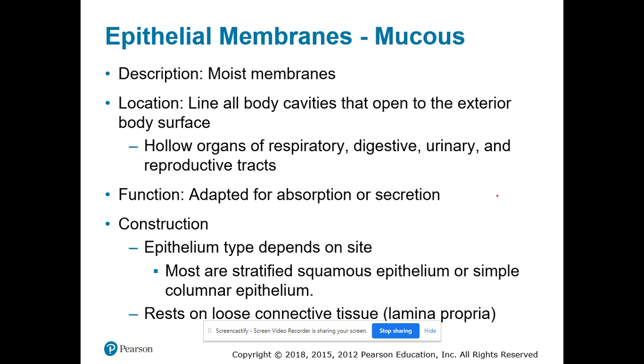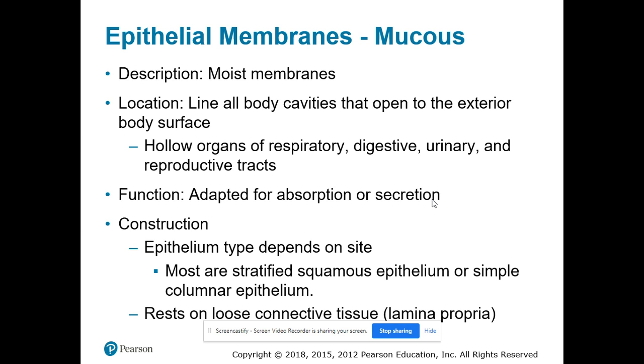The function of it is for absorption and secretion. So for example, in the digestive tract, we're going to absorb different nutrients. In our urinary system, our kidneys are going to absorb and filter blood, and our reproductive tract and our respiratory tract love to release secretions to help protect our body.